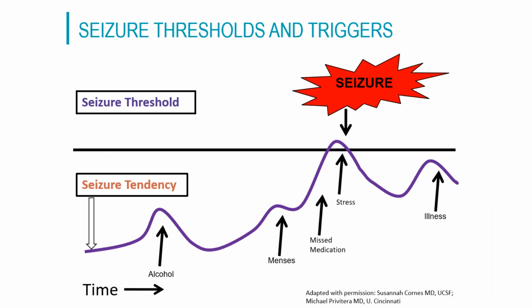Oh, and there's the slide about the threshold. I repeated it. I thought this was a valuable one to bring back. So you see you have your factors. Here's your seizure threshold. This is usually genetically determined. And how many factors before you'll cross over that line and have a seizure?